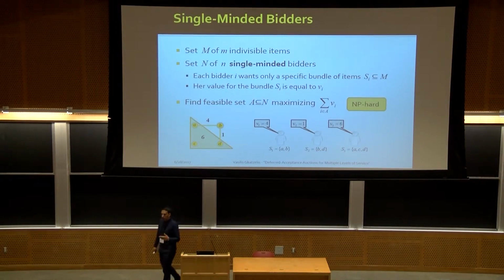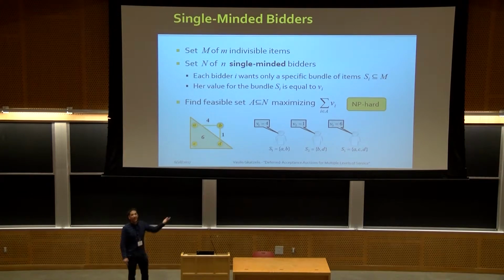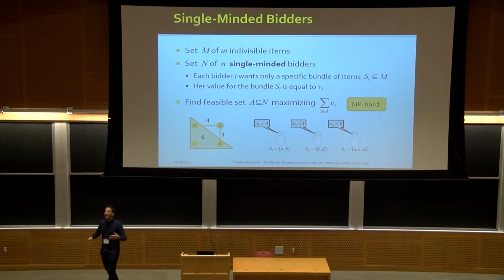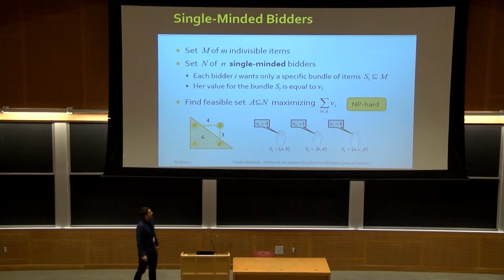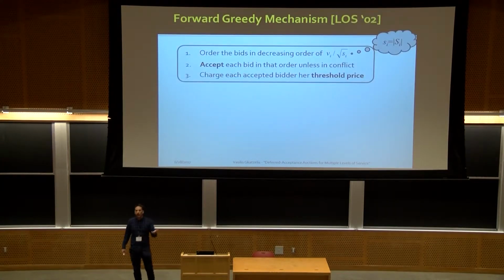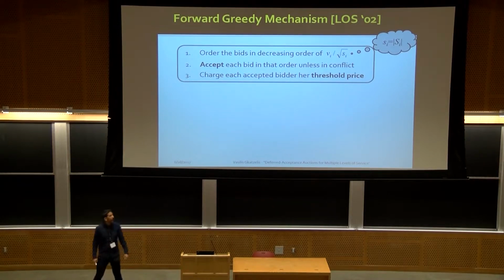But our goal is to also solve an even harder problem where we don't know these values. It's not only the fact that if we knew the values, it would be hard to solve this. It's even harder because now we also have to deal with the fact that we have to elicit these values, convince the people to actually report their values truthfully. And there is an algorithm many of you probably know that works in this setting pretty well, and it's a very nice, simple algorithm and mechanism.